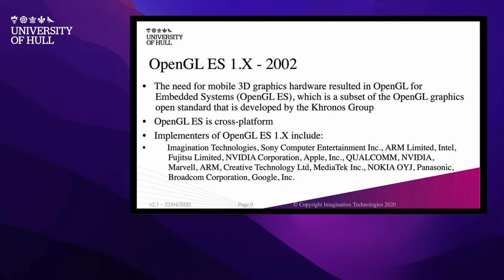Now OpenGL ES 1 started a year later. It's a mobile 3D graphics system, cross-platform as all OpenGL are, which is really, really useful. And we will be looking at some of the benefits of that, and a whole range of people that were part of creating OpenGL ES.